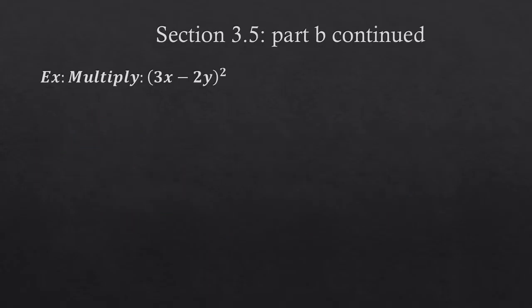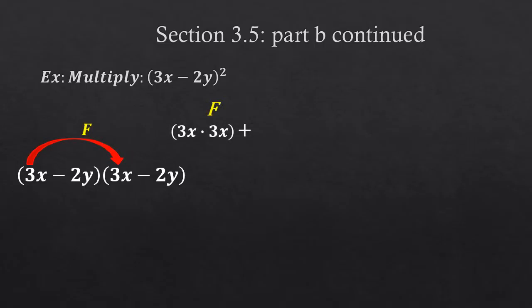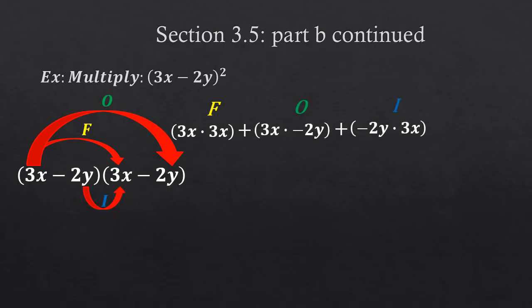Now here, it may just seem like we have a binomial and that's it. But actually, if you remember, 3x minus 2y squared is basically shorthand for multiplying 3x minus 2y times 3x minus 2y, which turns again into the FOIL method. So we have 3x times 3x, the F, plus 3x times negative 2y, the O, the outer, plus negative 2y times 3x, the I, the inner, plus negative 2y times negative 2y, the L, the last.